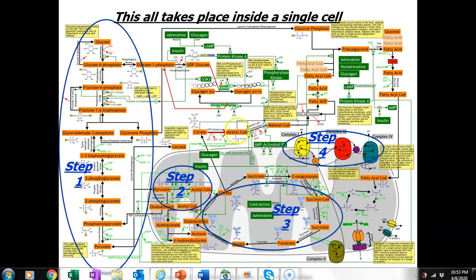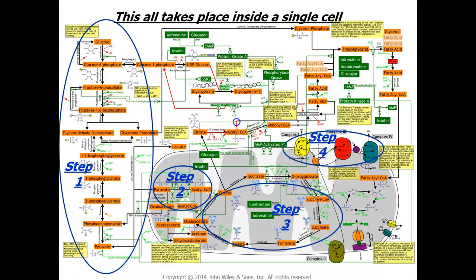Now, when we have that acetyl-CoA, it can then become fatty acids. Those fatty acids can then in turn, through gluconeogenesis, be converted back into glucose molecules. So there is a very fine regulation of all of these steps.